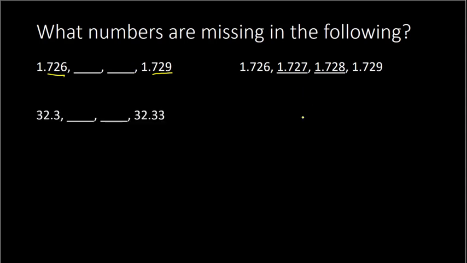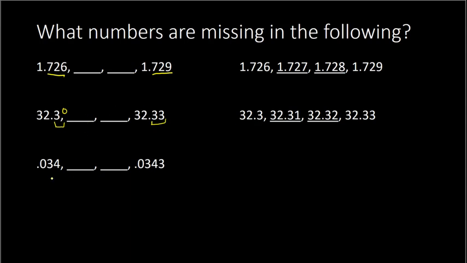Next we have 32.3 on the far left and 32.33 on the far right. So we can break the 32.3 down into hundredths and basically just add a 0 at the end. So think of this as 30. So what numbers would be between 30 and 33? Well, that's going to be 31 and 32. So that is the decimal component of the number, those digits come after the decimal point. So the answer to fill in the gap would be 32.31 and 32.32.